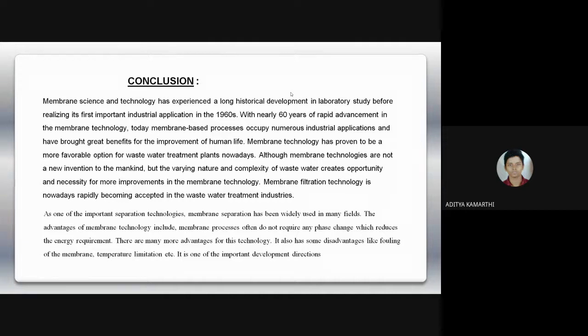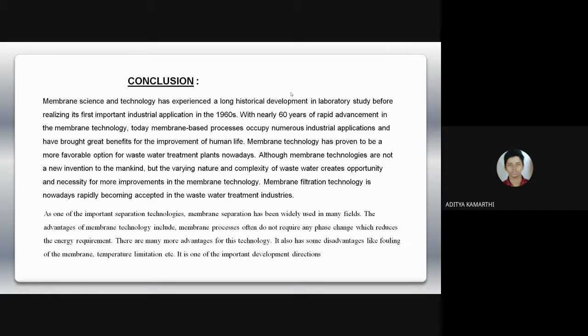Membrane science and technology has experienced a long historical development in laboratory study before realizing its first important industrial application in the 1960s. With nearly 60 years of rapid advancement in membrane technology, today membrane-based processes occupy numerous industrial applications and have brought great benefits for the improvement of human life. Membrane technology has proven to be a more favorable option for wastewater treatment plants nowadays. Although membrane technologies are not a new invention to mankind, the varying nature and complexity of wastewater creates opportunity and necessity for more improvements in this area.